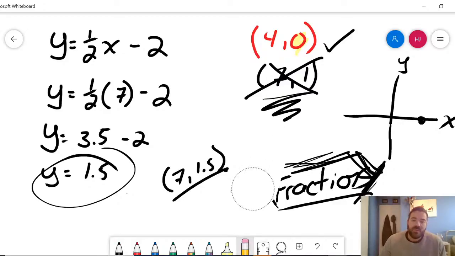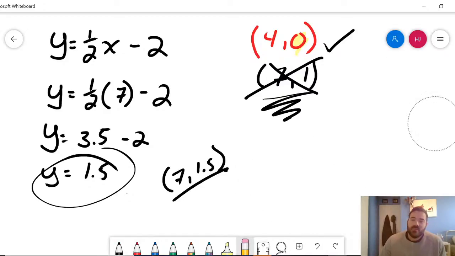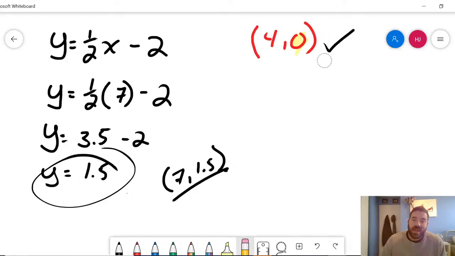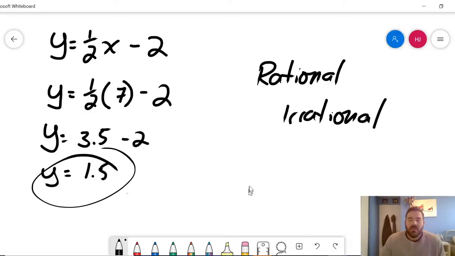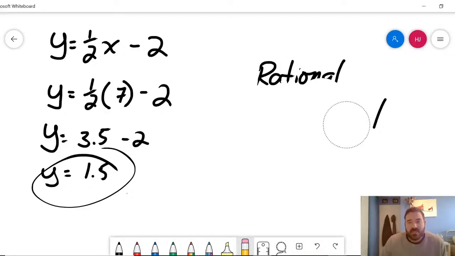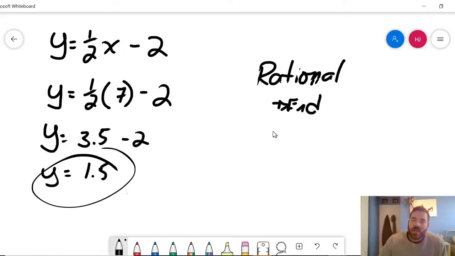Now, there's a difference between the types of numbers that we like to represent as fractions. What I mean is the difference between rational and irrational numbers. Rational numbers are ones that either end, or go on forever with a repeating decimal, a repeating pattern. They either end or repeat.